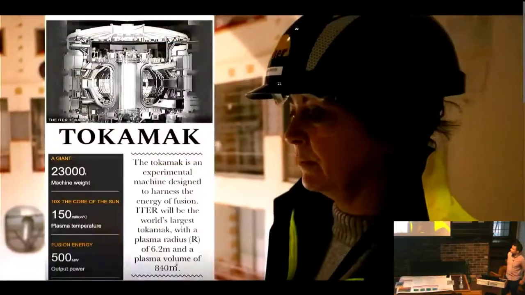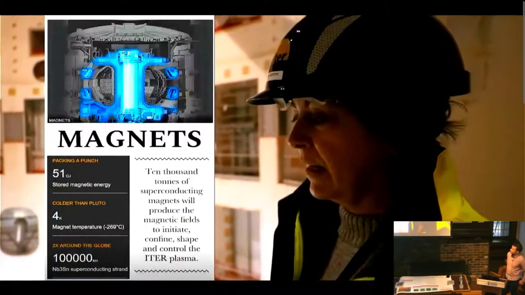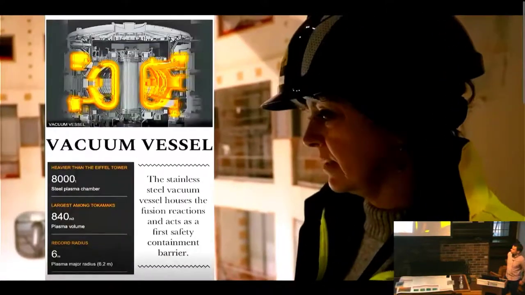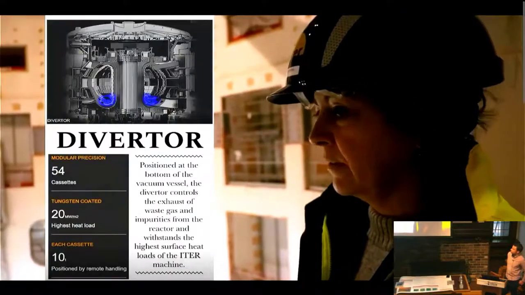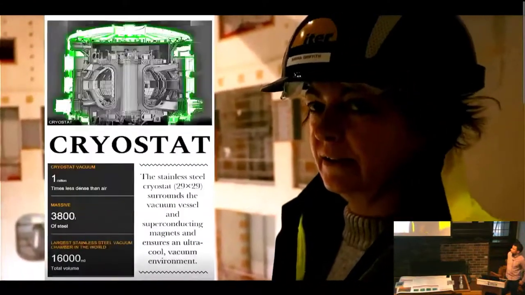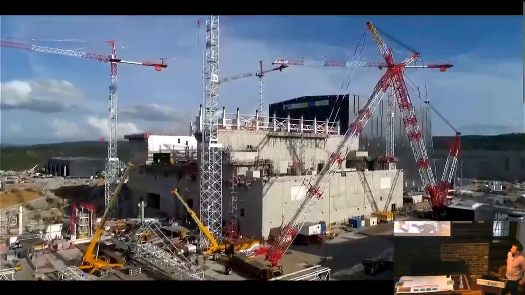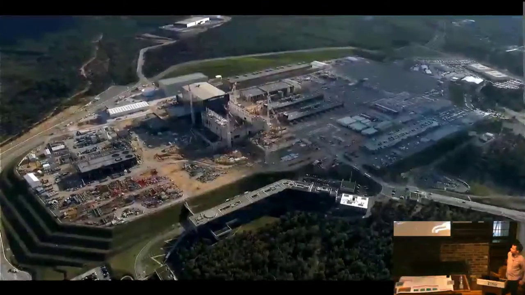We have 150 million degrees inside the core of the plasma. We have 12 tesla magnetic forces. We have current in the system of 15 mega amps. So whatever figure you look at with ITER, it's big. Without our members, we can't progress. We need them to believe and be committed throughout this really long project.